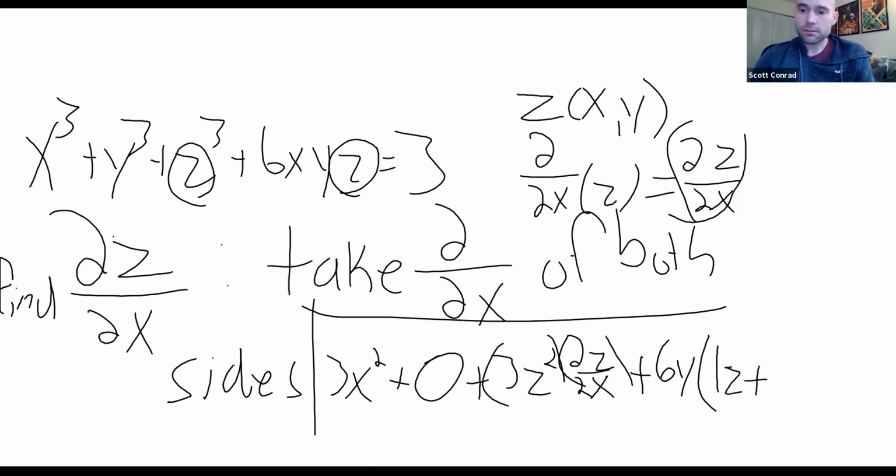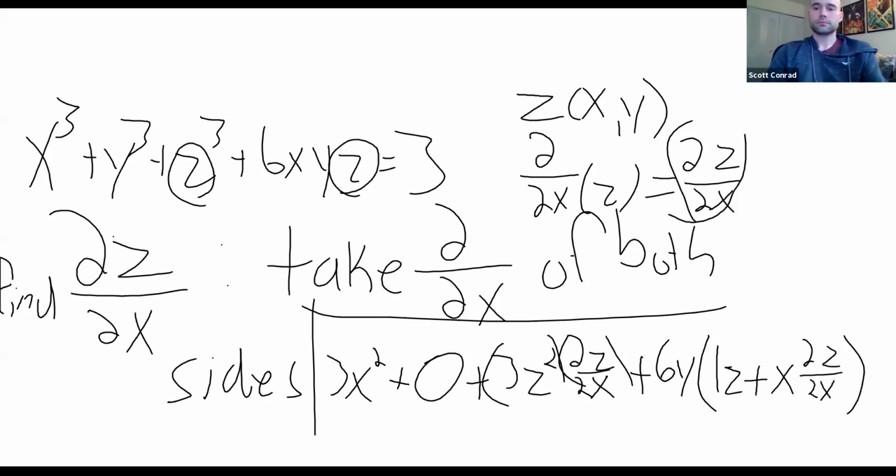Plus x times the derivative of z with respect to x, so x times dz dx. So that's the left-hand side, and then we take the derivative of 3 with respect to x. What's the derivative of 3 with respect to x?